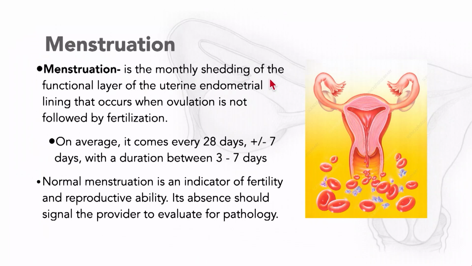It is the monthly shedding of the functional layer of the uterine endometrial lining that occurs when ovulation is not followed by a fertilization. So you ovulated, but there's no sperm that fertilized the egg. So the egg will come down and it did not implant because it's not a pregnancy. There's not enough hormones to make the lining plush here, and then it will come out. It sloughs out.